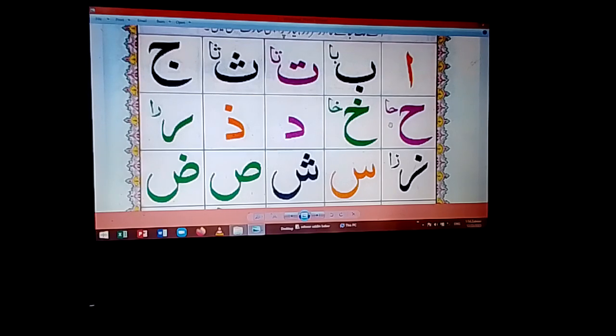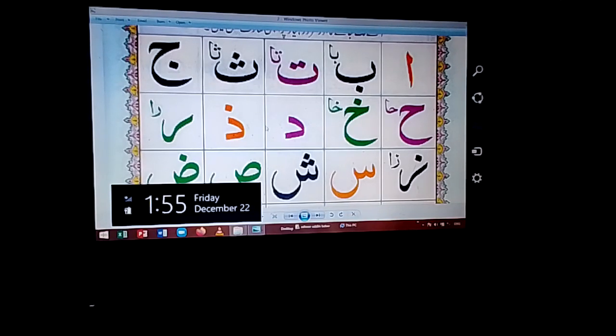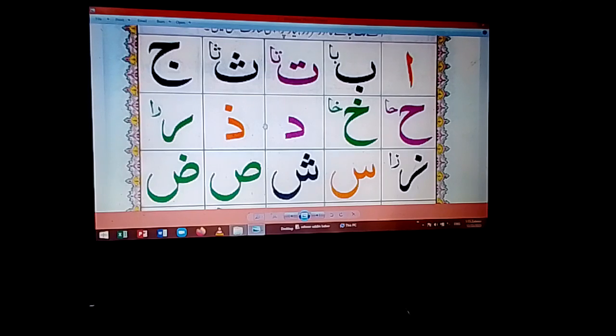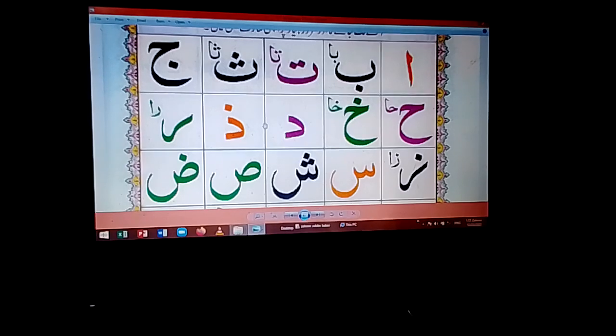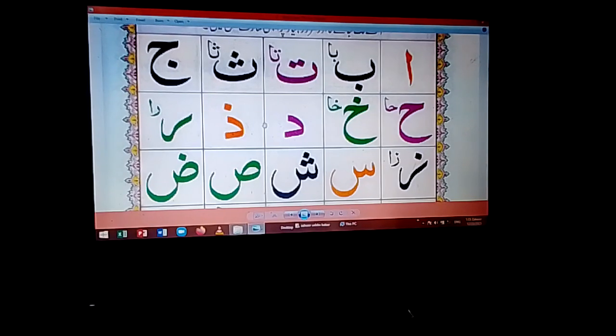Sometimes this same letter is without a dot, that would be ha, the soft letter. And if the same shape has one dot on top, that would be kha. Then we learned two more letters which are in the same pair. One pair is dal and dhal. If the dot is on top, that would be dhal. If there is no dot, then that is dal with the D sound, remember.